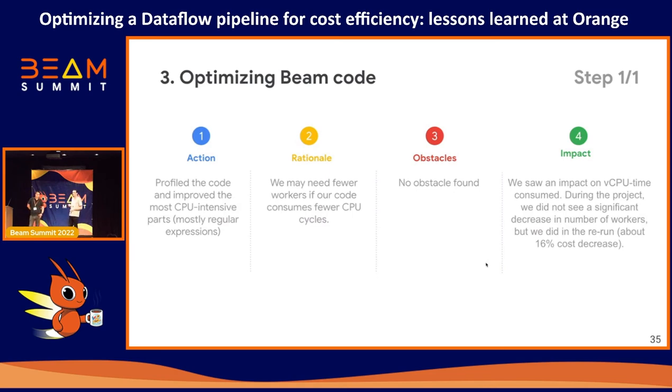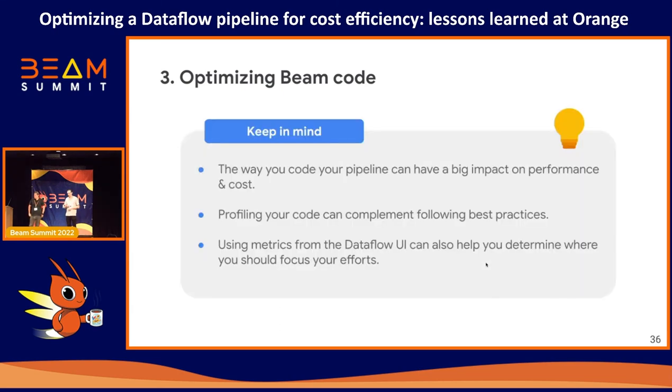In our case, we profiled the code, and we realized that we had some CPU intensive parts on regular expression compiling. So we thought, if we optimize these parts, we might need fewer CPUs. And so that's what we did. We optimized them and we saw an impact on CPU time on the profiler. During the project, we didn't see a significant decrease, but during the reruns, we saw a 16% cost decrease. We had fewer workers by doing this optimization.